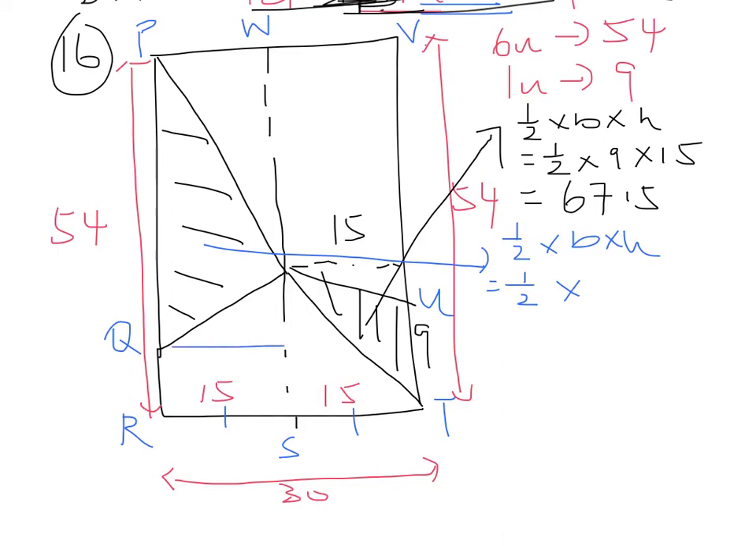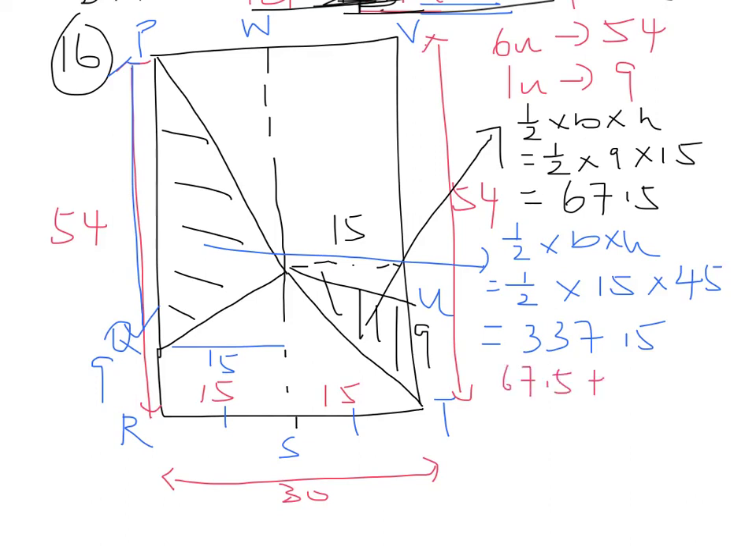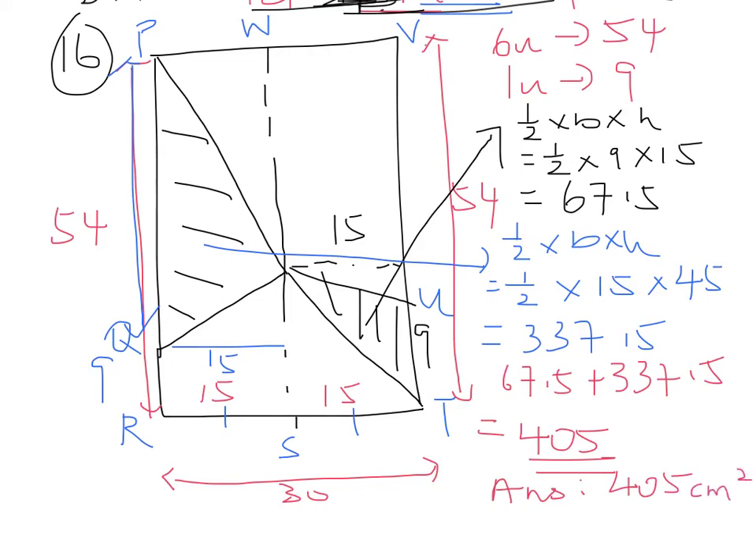Next, for this triangle, half times base times height, half times height, which is 15, times the base here, which is 54 minus 9, because there's 9 here as well. So 54 minus 9, we get 45. That would give us an answer of 337.5. To get the area of both shaded triangles, we take 67.5 plus 337.5. Our final answer would be 405, not forgetting our SI unit.